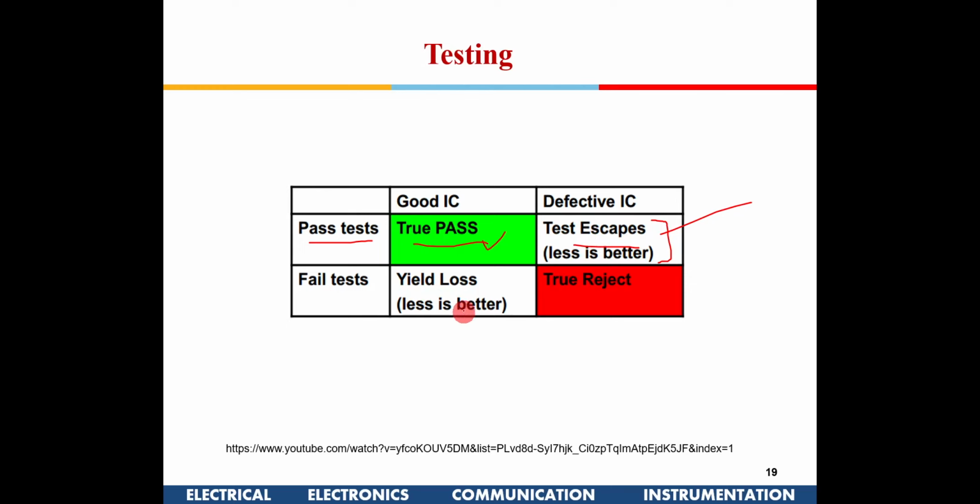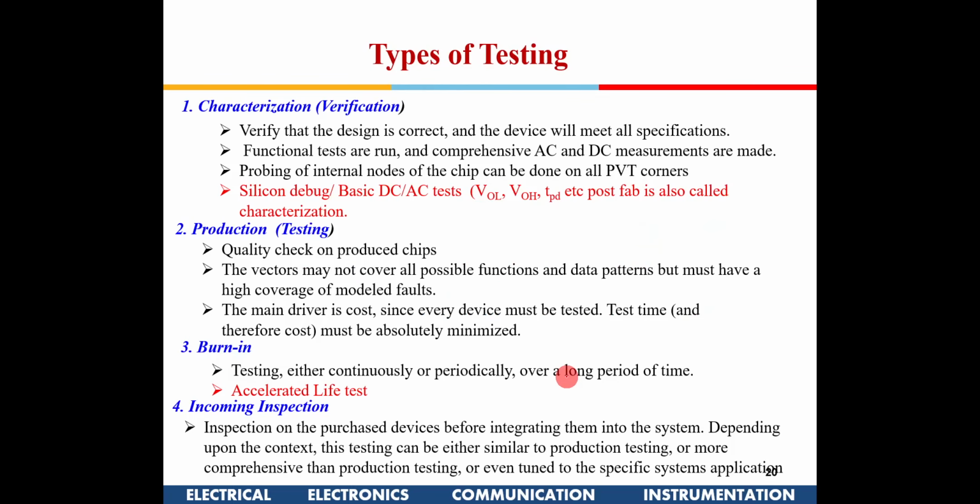And now again, the same thing applies when you are making an automatic test pattern generator. If it is going to fail good ICs also, then unnecessarily your yield will be lesser. So this is again not desirable. But if it is defective and it fails the test, this is what we require. So these two blocks are what is required, and we have to minimize the other two conditions in our testing, right?